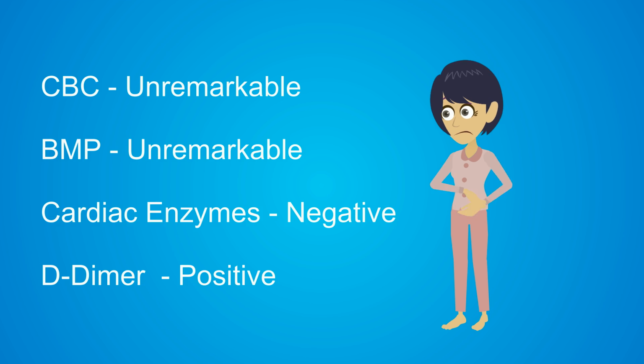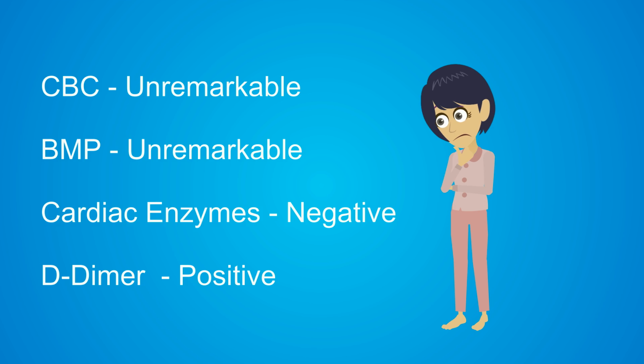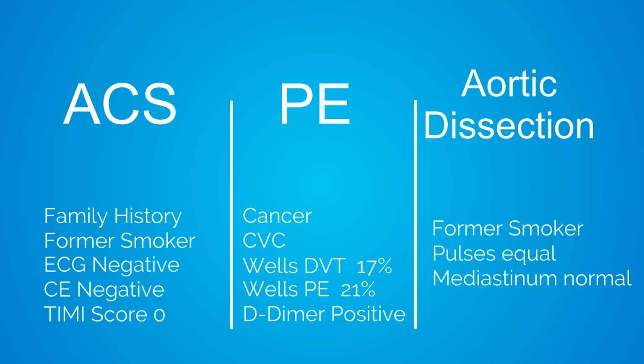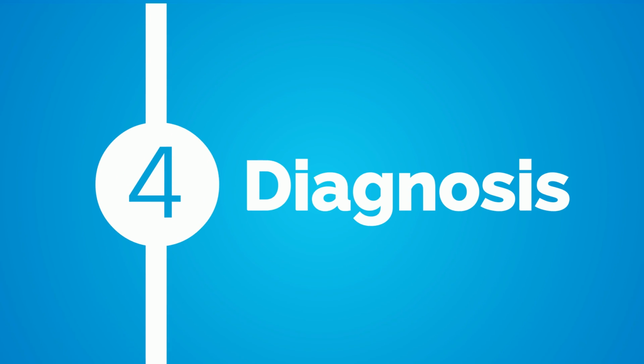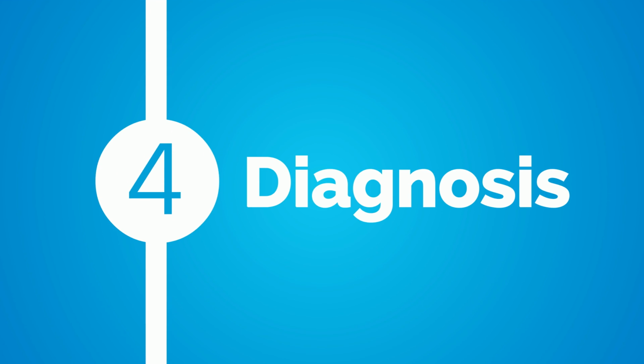Your initial labs show an unremarkable CBC, basic metabolic panel, and cardiac enzymes. The patient's D-dimer test is positive. We'll add this information to our differential diagnosis. At this point, it appears unlikely that the patient has an acute coronary syndrome, and it also appears unlikely that the patient is having an active aortic dissection. With pulmonary embolism now being the most likely diagnosis, it's time to order specific diagnostic tests to see if we can confirm the presence of a pulmonary embolism.